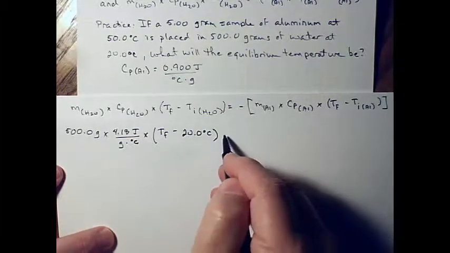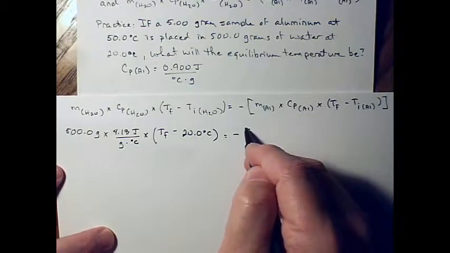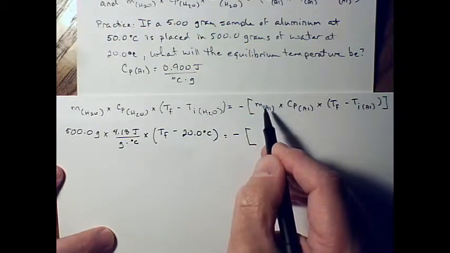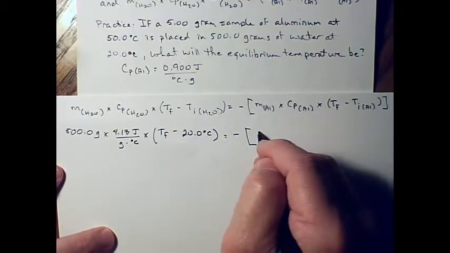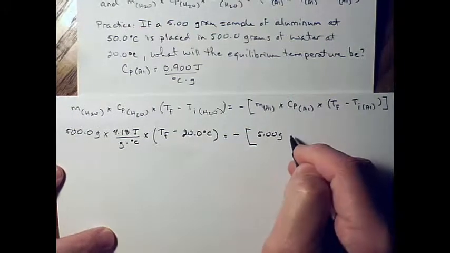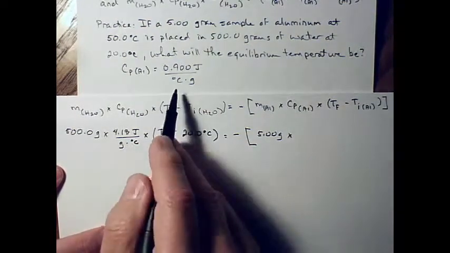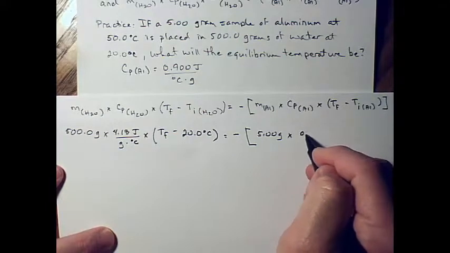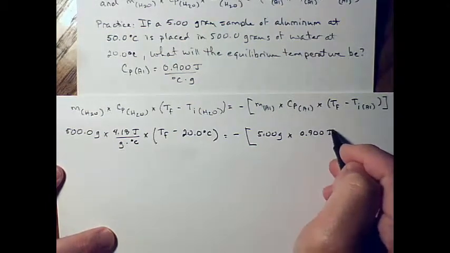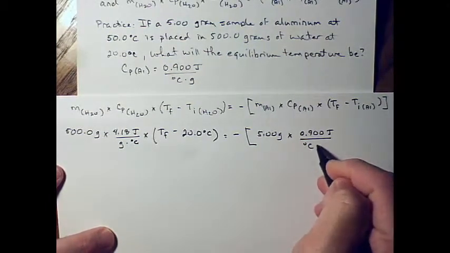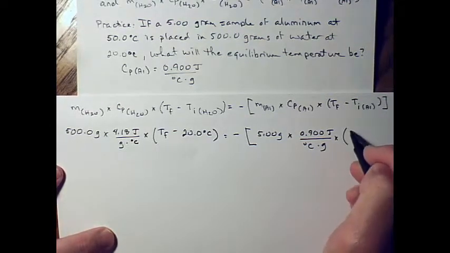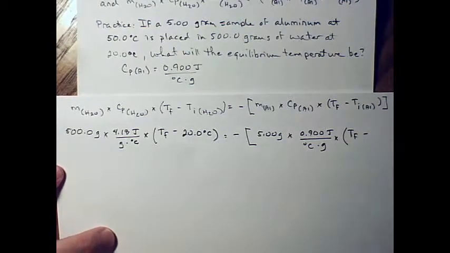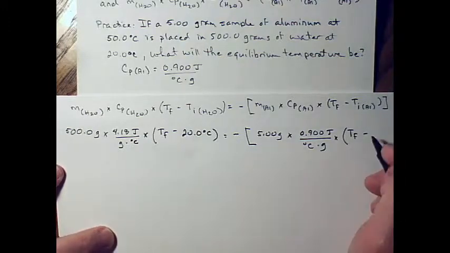All right? And that's going to equal, now on this side over here, it's going to be a negative term. The mass for the aluminum was, or is, 5 grams. The specific heat for aluminum, 0.900 joules per degree C per gram. And that's times, and we don't know temperature final, but we do know the initial temperature for the aluminum. And that is 50 degrees C.